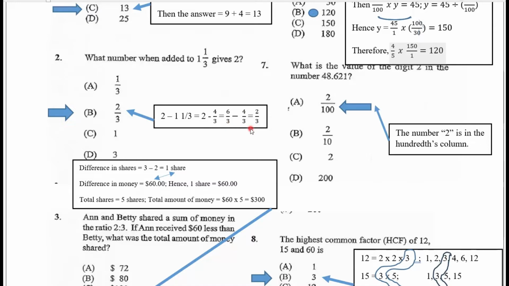And as a result of that, we can just subtract the numbers on top. So 6 minus 4 will be what? 2. And that goes over the common denominator of 3. That's because since the denominators are the same, you just subtract the numerators. 6 minus 4 gives you 2. So it is 2 over 3. That's B.